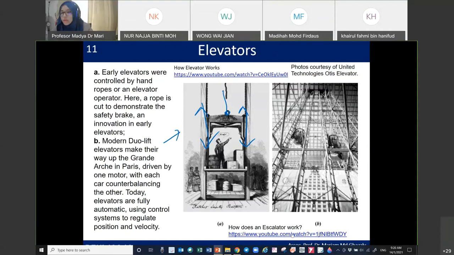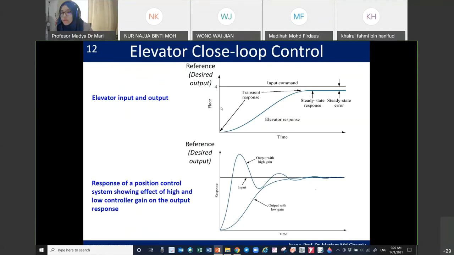So go to this video and look at it. What I'm trying to relate is the elevator motion, which is actually a closed loop control system. Let's look at this one. The first one is that you see this is the elevator input and output. For example, you are going to the fourth floor. The x-axis is the time value and the output will be the floor, what floor you are going to, which is the fourth floor in this case.